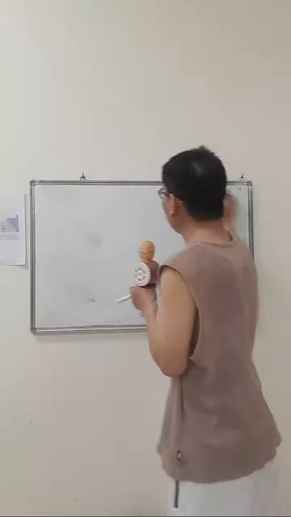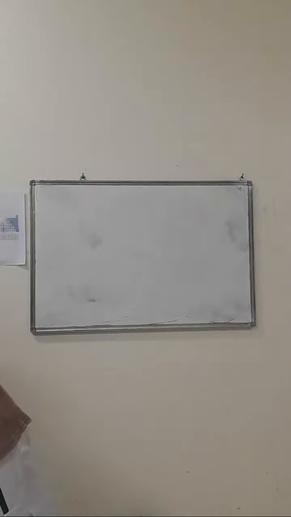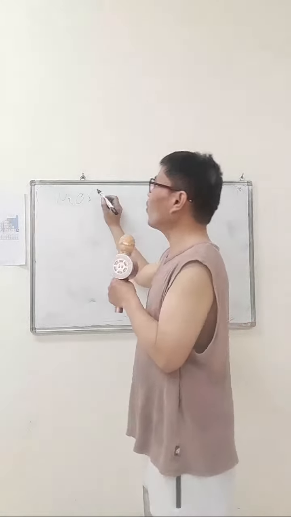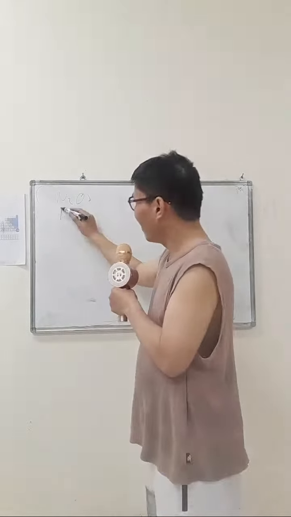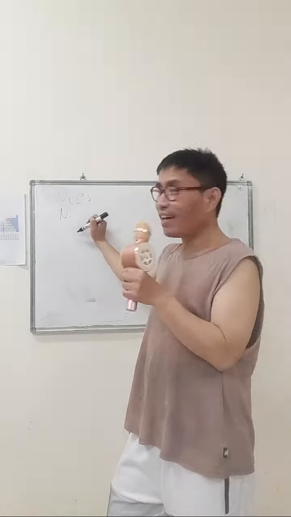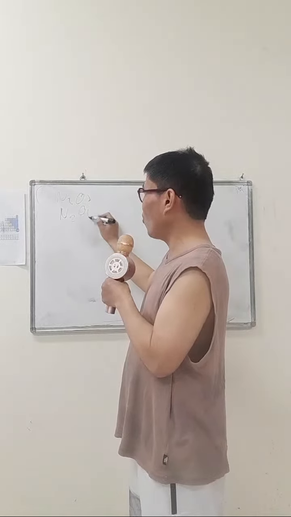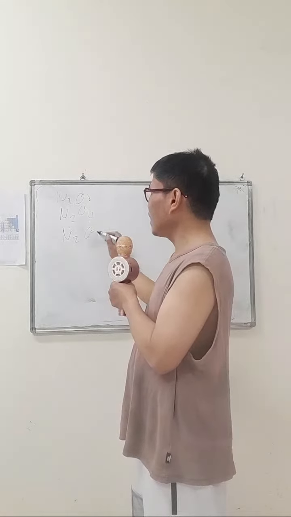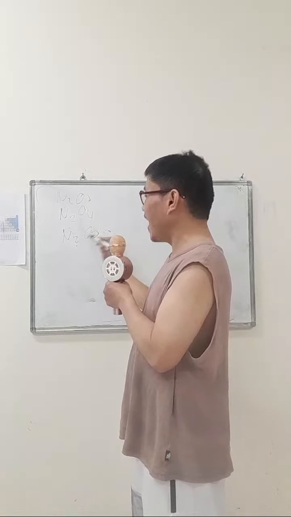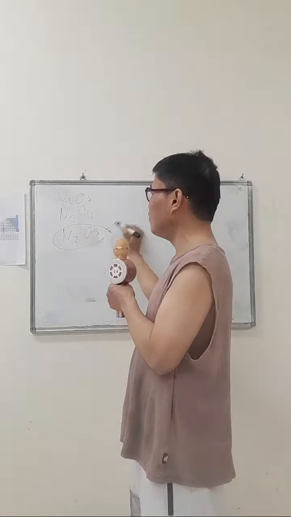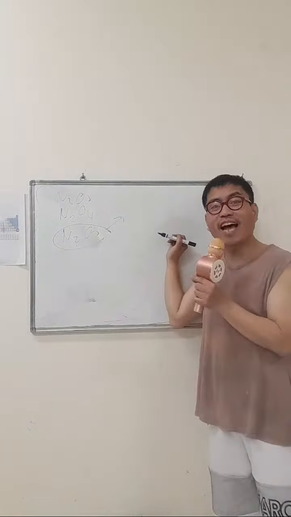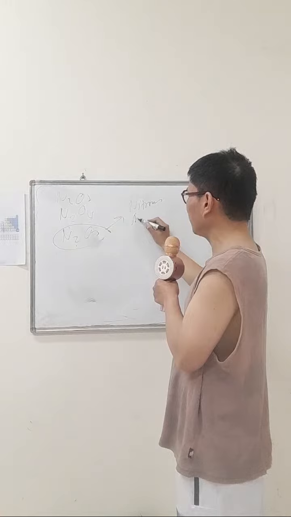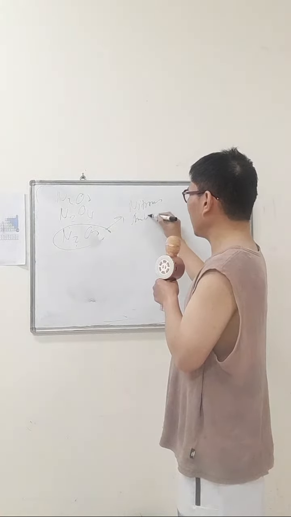So, nitrosating agents. N2O5, dinitrogen pentoxide. Sorry to those chemists and chemical engineers. N2O4, dinitrogen tetroxide. N2O3, dinitrogen trioxide. Dinitrogen trioxide has a special name known as nitrous anhydride. Okay, nitrous anhydride.